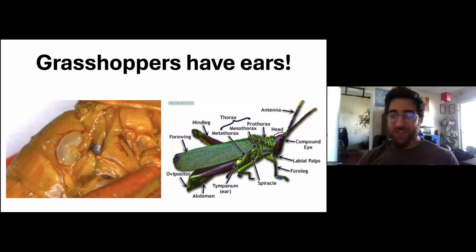Grasshoppers also have ears. They have something called the tympanum or the tympanal membrane. It's on their abdomen, and it's a membrane that is very sensitive to vibrations. Just a really fun fact. This is not really relevant to management.